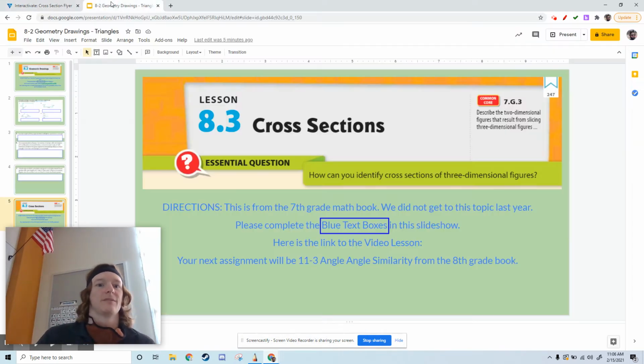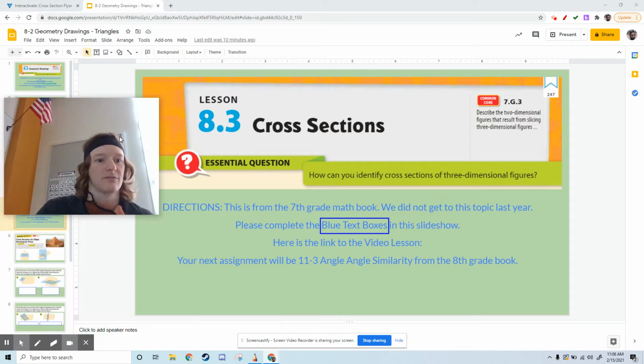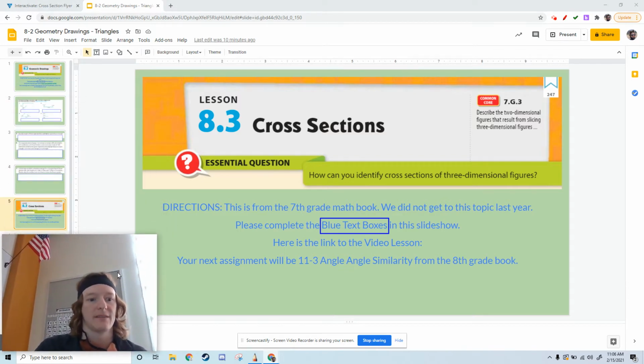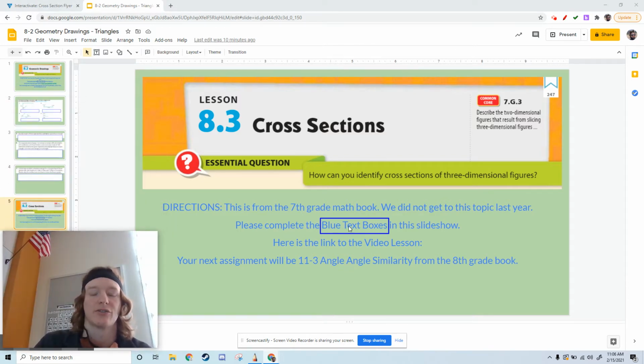So what we're going to do is we'll just go through this. We'll go through these slides. Anytime you see a blue text box, make sure you're typing into the box.